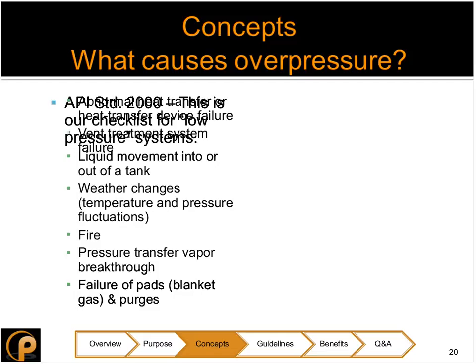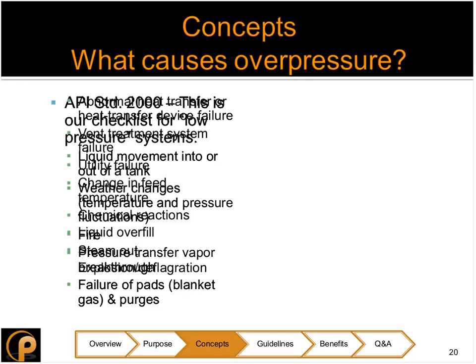You could have a vent treatment system failure. You could have utility failure like we had previously. You could have a change in feed temperature. You could have chemical reactions. You could have liquid overfill. You could have a steam out condition. And if worst comes to worst, you could have an explosion or a deflagration. Or you might accidentally mix a different product in your tank.